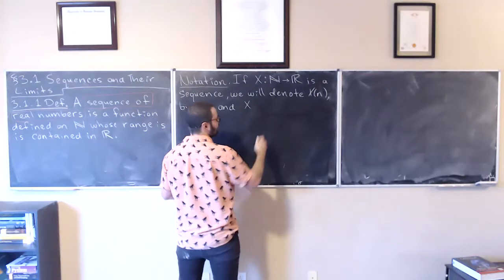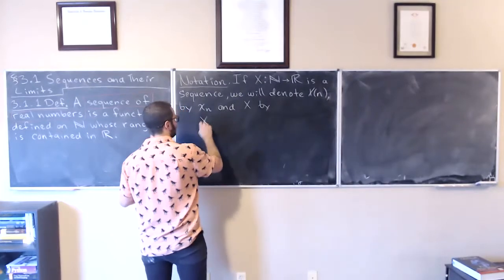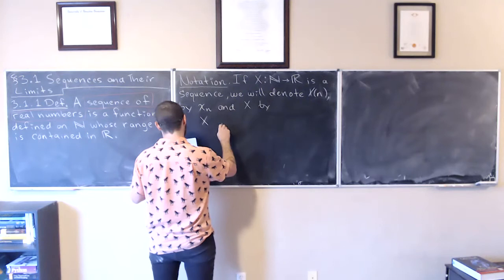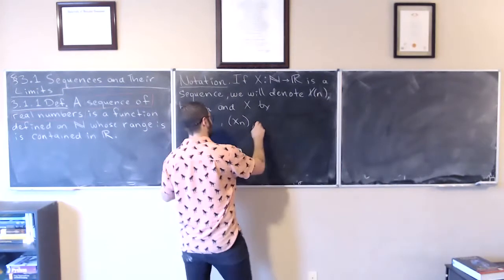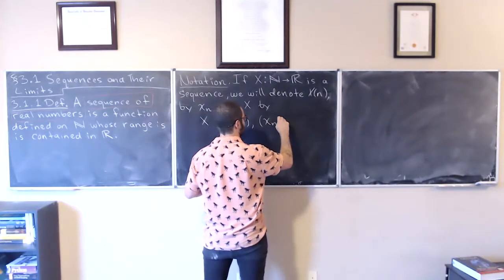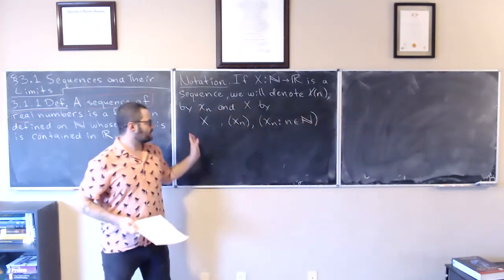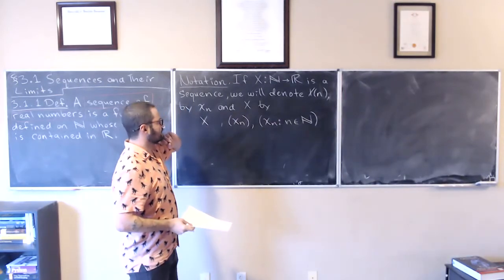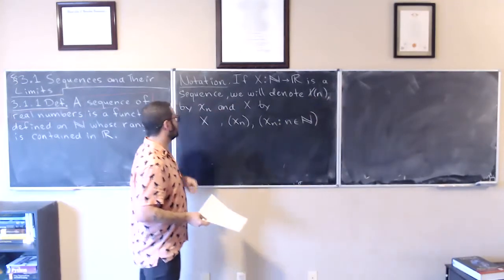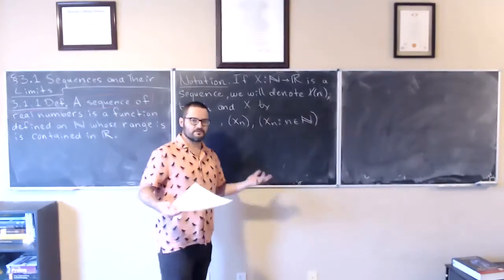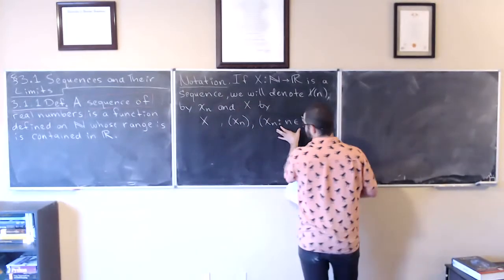And the sequence itself, the function, we can denote in three different ways: just by X, or by parentheses x_n, or by parentheses x_n such that n is a natural number. These are the three ways we would denote the sequence itself. For the image of a number n, we'll write x_n, or a_n or b_n, whatever the case may be.